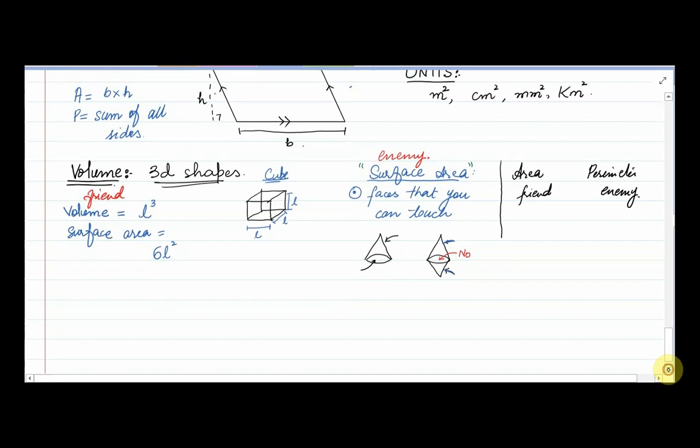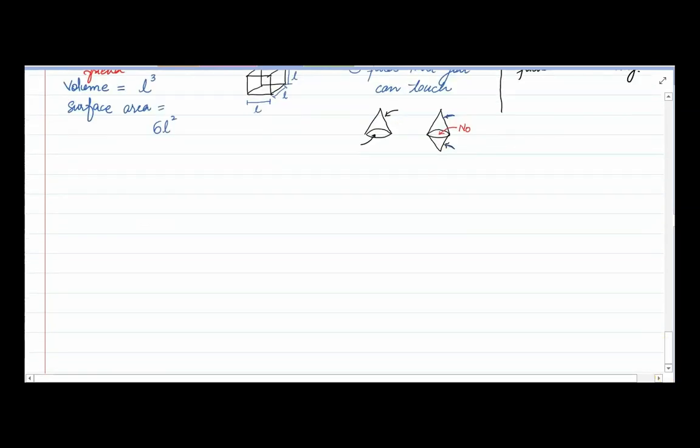Similarly, after cube, if we talk about cuboid. Now cuboid is what? It is a rectangle in 3D shape. So let's say we have a rectangle and we need to make it in 3D.